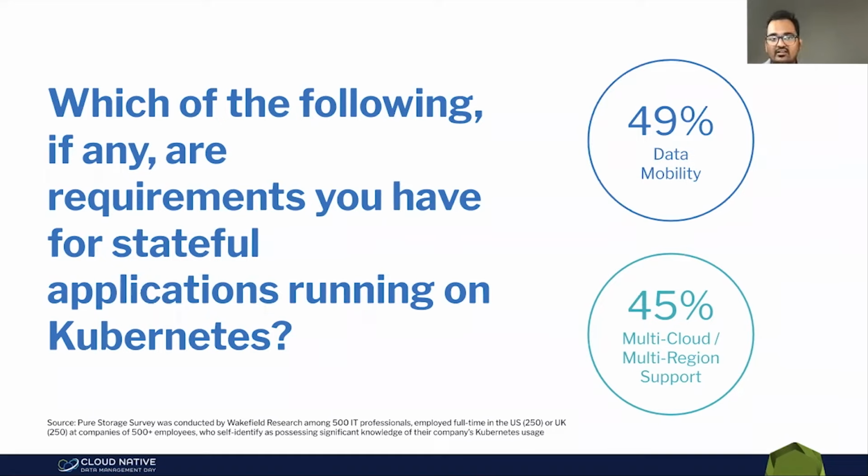So data mobility is definitely one of the key requirements that organizations have today when they're deploying their apps on Kubernetes. And then I think fourth or fifth in the list at 45% was multi-cloud or multi-region support. Especially when you're deploying applications in the public cloud, you need to design them in a way that a certain availability zone outage or a region outage doesn't take down your application completely. You need to design your applications in such a way that a single AZ failure doesn't affect your uptime, and your customers can still access your application regardless of the underlying infrastructure. So those are a couple of key requirements that organizations have when they're dealing with stateful applications on Kubernetes.